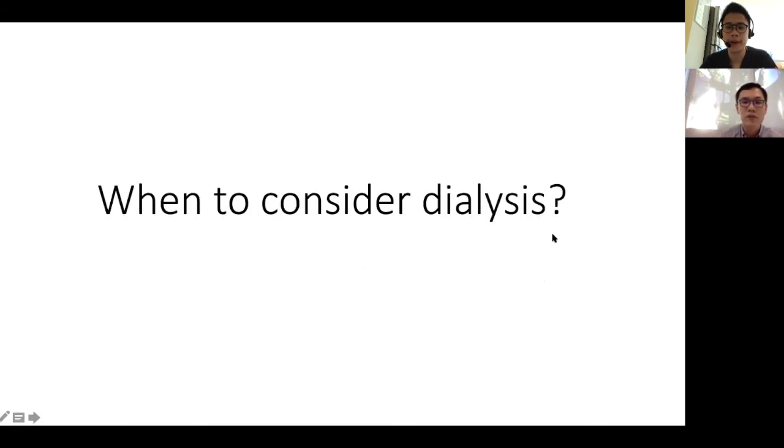Okay, and the final question would be, when do we consider dialysis for hypercalcemia? Dialysis is really when you have nothing else to throw at the patient to bring down the calcium. It's really where it's very refractory to whatever else you can do. And of course, if the patient also has other indications for dialysis, like hyperkalemia or significant uremia, renal impairment, and so on.